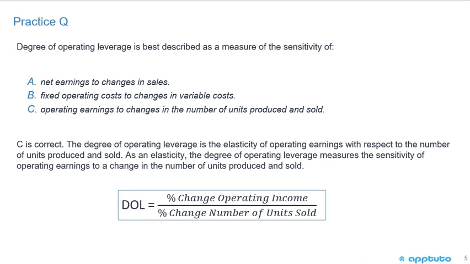C is correct. The degree of operating leverage is the elasticity of operating earnings with respect to the number of units produced and sold. As an elasticity, the degree of operating leverage measures the sensitivity of operating earnings to a change in the number of units produced and sold. So you can see I've just reprinted the formula there. The degree of operating leverage equals the percentage change of operating income in the numerator, and then in the denominator, it's the percentage change of number of units sold. Okay, fairly easy one. That question is just asking basically what the formula is for the degree of operating leverage.